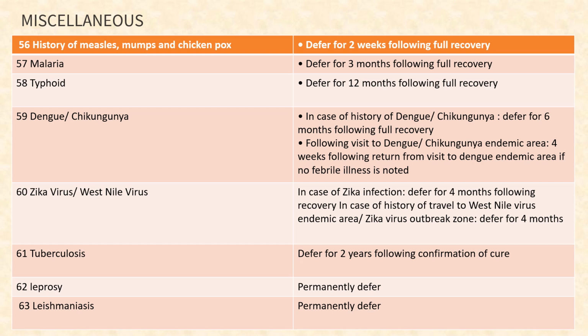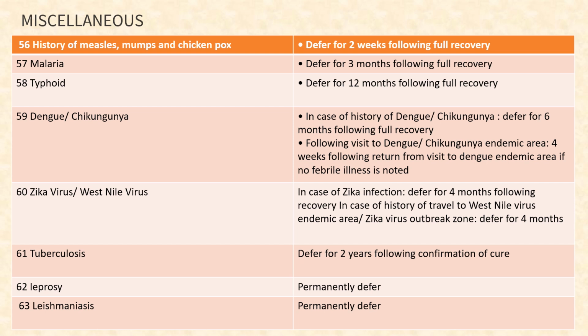History of measles, mumps and chickenpox, defer for 2 weeks following full recovery. Malaria, the defer period is 3 months following full recovery. Typhoid, 12 months defer period following full recovery. In case of dengue and chikungunya, the defer period is 6 months following full recovery. Following a visit to a dengue or chikungunya endemic area, 4 weeks is the deferral period following the return, if no febrile illness is noted.